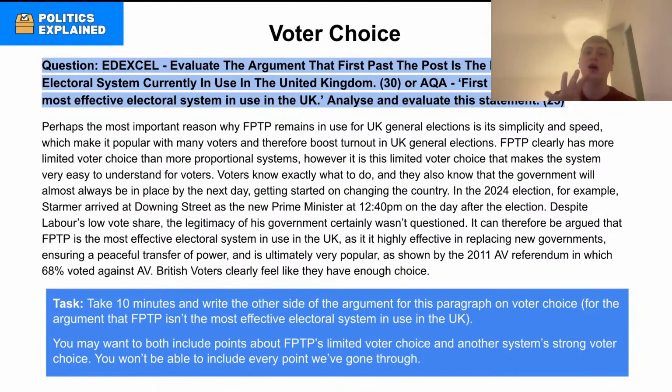Okay, we don't think we have time for this, so we're actually going to move on to type of government created. But before we do so, just in the live chat, any questions about that? Any questions about voter choice?